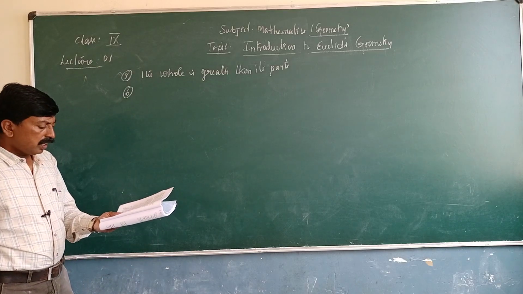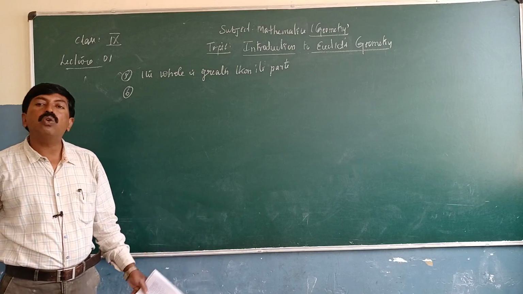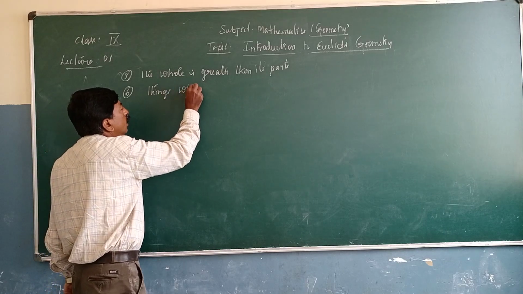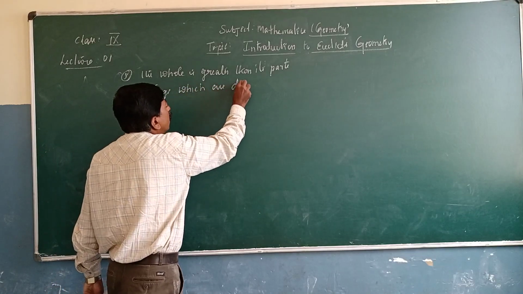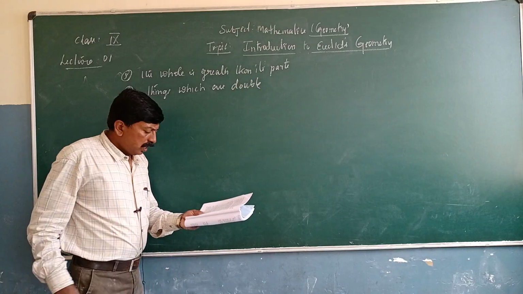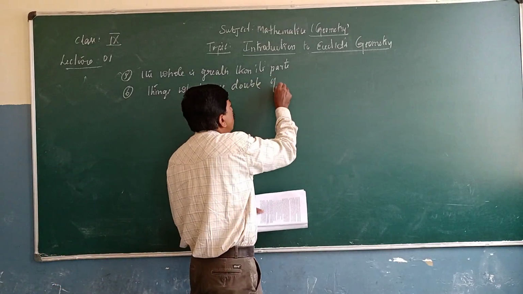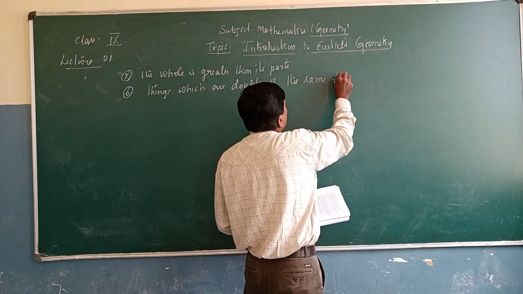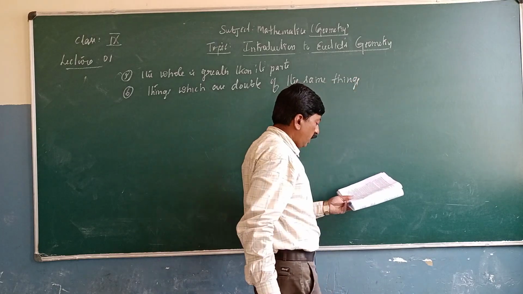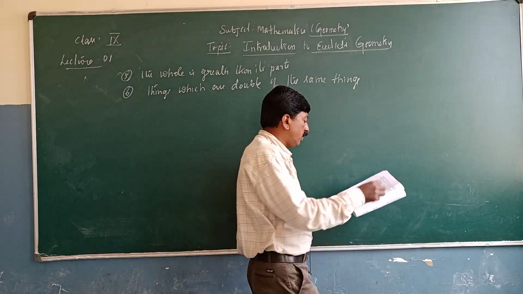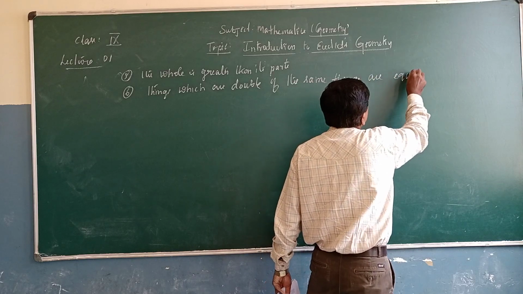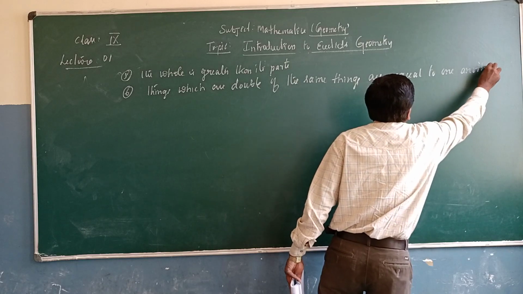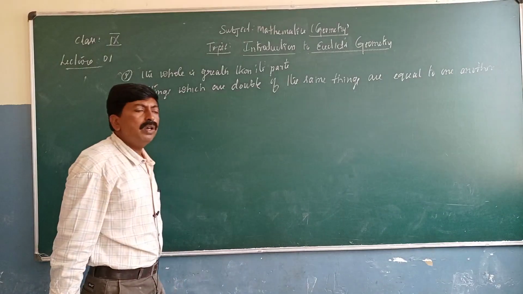And the sixth one: things which are double of the same thing are equal to one another. Things which are double of the same thing are equal to one another.